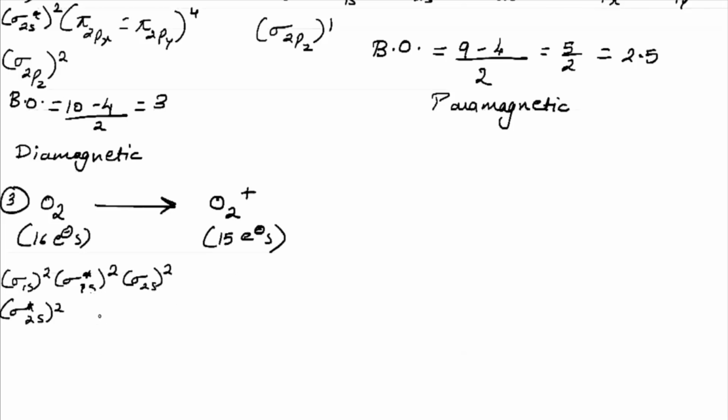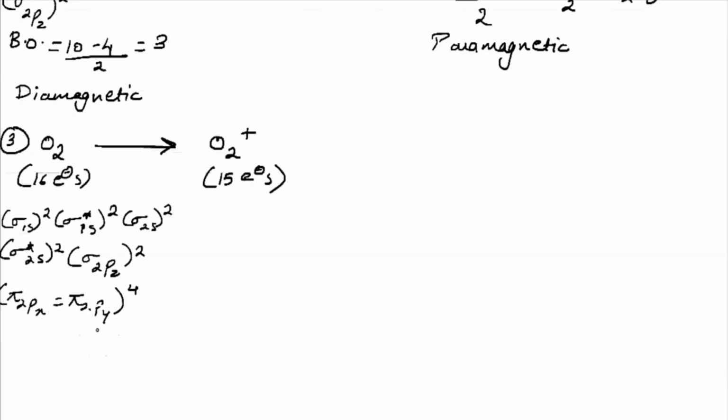Now, next, in case of O2, we would be having sigma 2pz first. So, sigma 2pz2. That makes it 10. Then it would be pi orbitals, that is pi 2px = pi 2py, and that is a total of 4 electrons. And then the remaining ones are going to get accommodated in pi star, of course. So, pi star 2px = pi star 2py and the whole 2. That means 1 electron in each of the pi star orbitals.